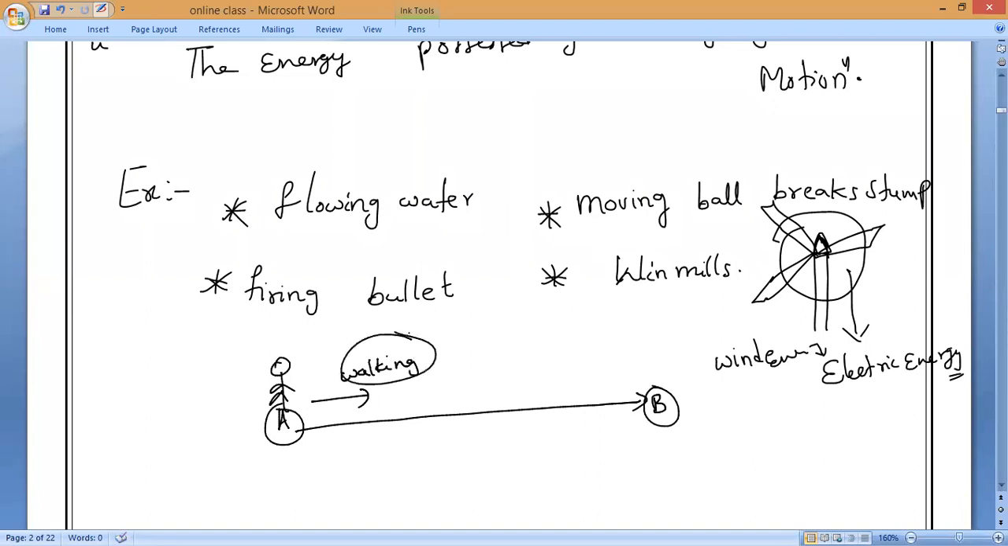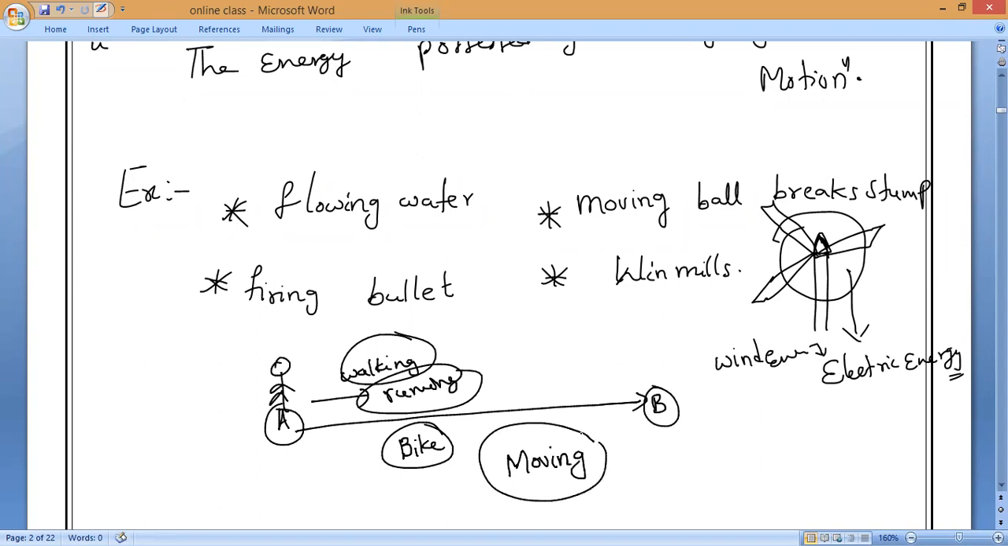During the walking, your body will produce energy or not? Yes, sir. In the same way, if you go by running, your body will produce energy or not? Yes, sir. You can go by driving a bike. If you are driving, your bike will produce energy or not? Yes, sir. So that energy, due to your motion, is released when you are moving. The energy released during motion is called kinetic energy. That is what it is.